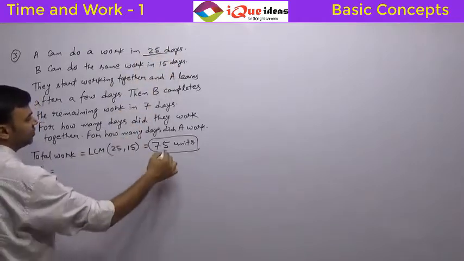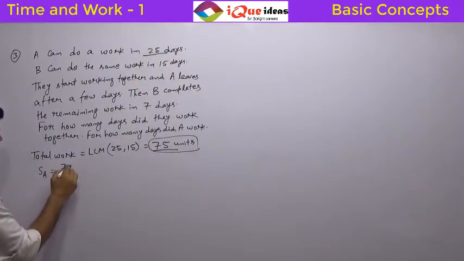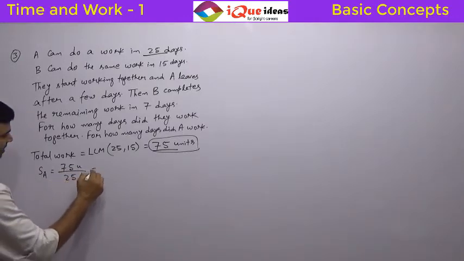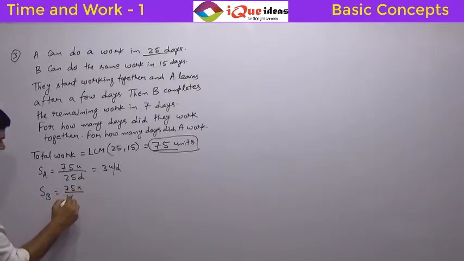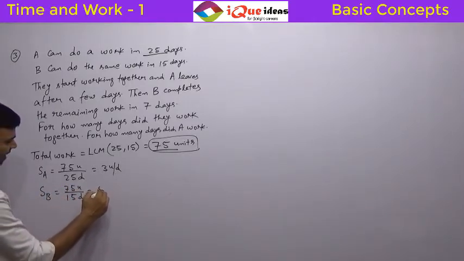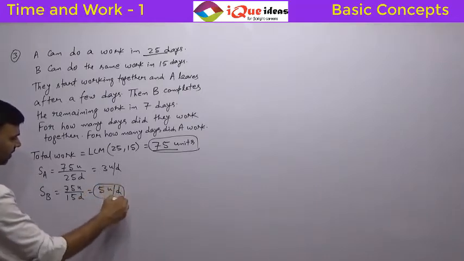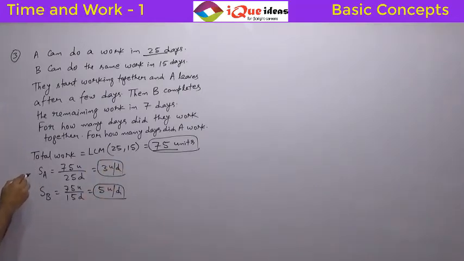A takes 25 days to complete, total work 75 units. So speed of A will be 75 units divided by 25 days, which is 3 units per day. Then speed of B will be 75 units divided by 15 days. So it is 5 units per day. So now we have speed of A and speed of B. SA means speed of A. SB means speed of B.